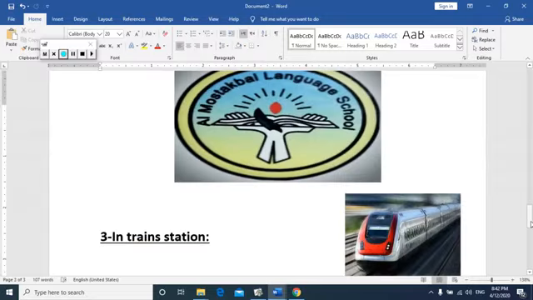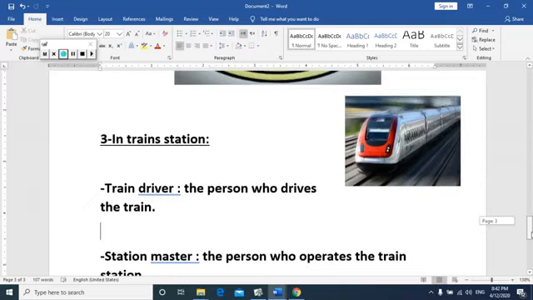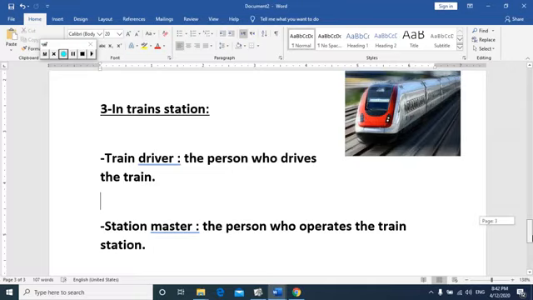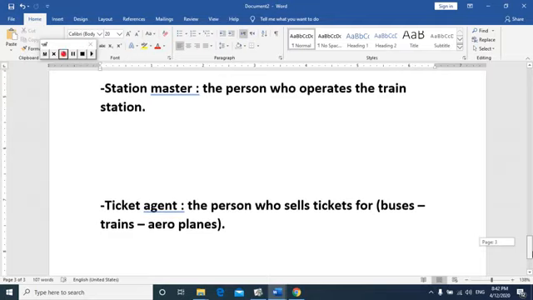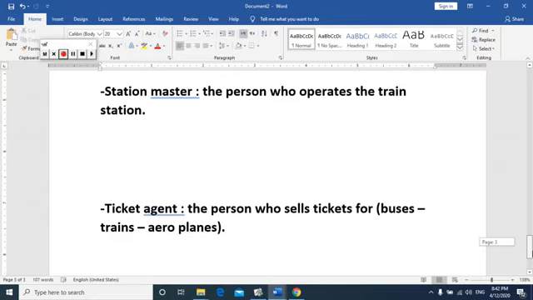Number 3, in the train station, train driver, the person who drives the train. Station master, the person who operates the train station. And finally, ticket agent, the person who sells the tickets for buses or trains or aeroplanes. Okay?